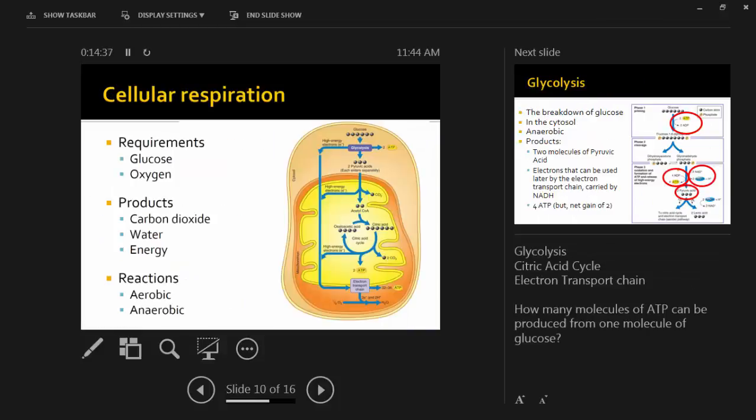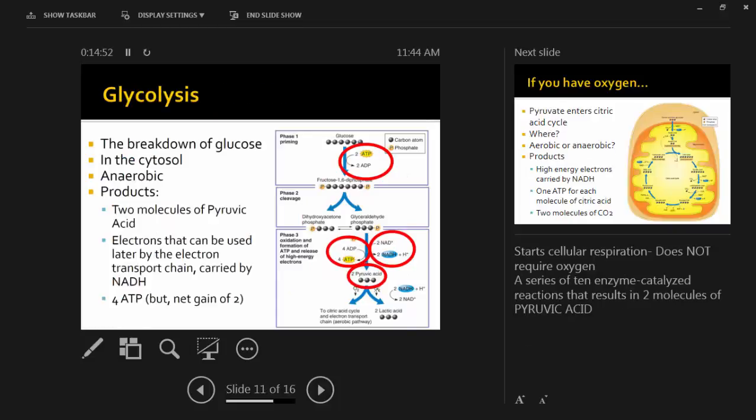Okay, I'm going to go back up to this slide real fast. Here is our cell, which is not to scale because this is the cytosol, and then this is one giant mitochondria right here, right? But glycolysis happens in the cytosol, so it's outside of the mitochondria. This process is anaerobic, so this particular part does not require any oxygen. And what happens is the glucose gets broken down through a whole bunch of steps that you do not need to memorize, and eventually ends up being 2 molecules of pyruvic acid or pyruvate.